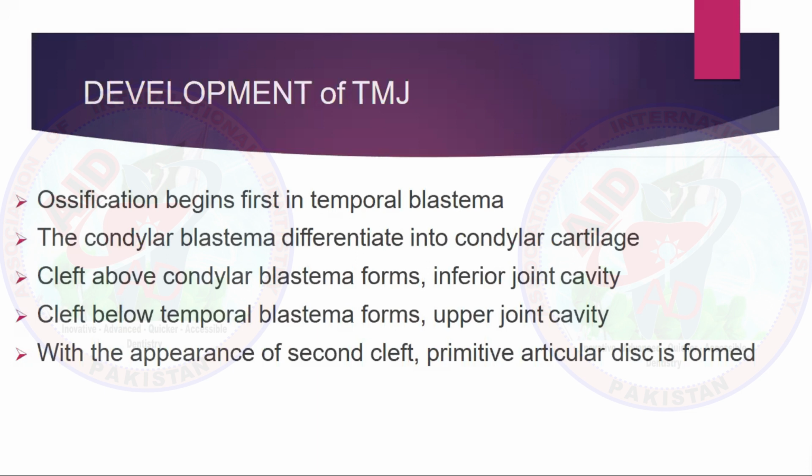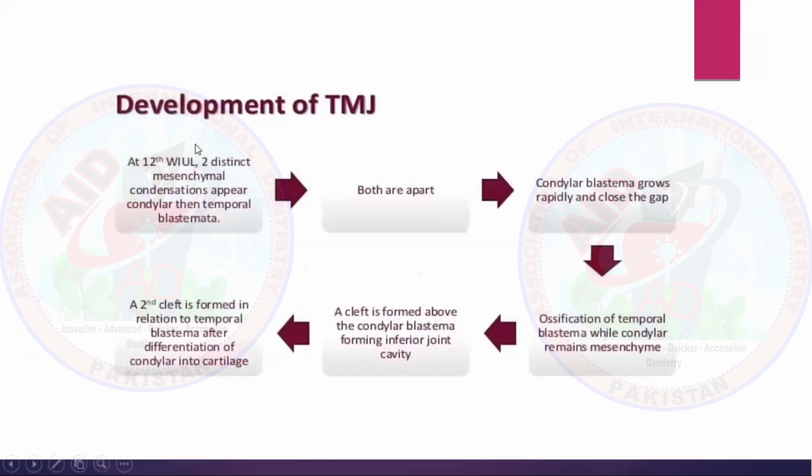Now just see in the later stages, two distinct mesenchymal condensations appear in the condyle and temporal blastema. This is the 12th week. Then both are apart. Then the condylar blastema grows rapidly and closes the gap. Bone formation starts in the temporal blastema and the condyle remains in the mesenchymal stage. A cleft appears above the condylar blastema, forming the inferior joint space, and a cleft appears below the temporal blastema, forming the superior joint space. So that is what happens in the development of the temporomandibular joint.